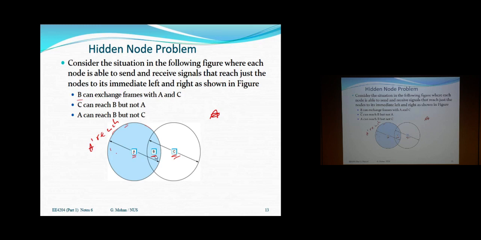Maybe you look at it from B's point of view. Whatever B transmits, A can receive, C can receive. But take C. C can reach B because it's within the C circle, but C cannot reach A. That means whatever is transmitted by C cannot reach A, but it can reach B. Similarly, A can reach B because B is within A's communication reach, but A cannot reach C.